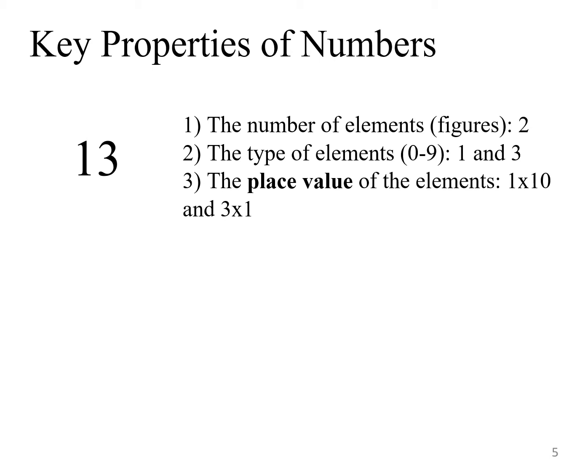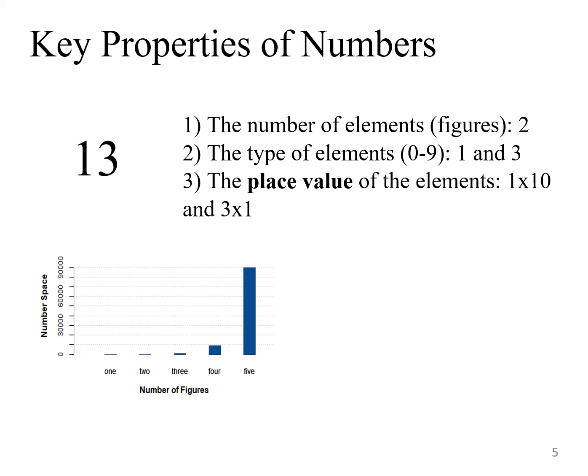The first two properties are easy to master, but the third is more challenging. To understand it, one has to know that the position of an element matters and that the number space increases exponentially with each additional numeral. This is a graph that illustrates this. With one-figure numbers, you can represent the numbers from 0 to 9. With two-figure numbers, you can represent the numbers 10 to 99, and so on. The number of numbers you can represent increases exponentially with each numeral added on the left.